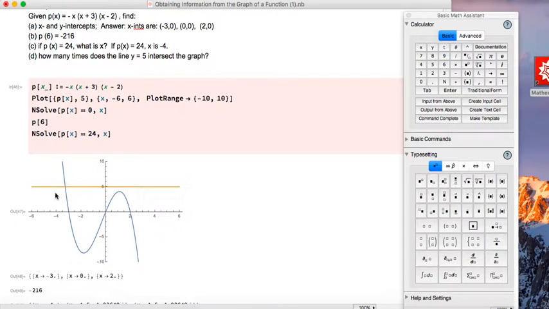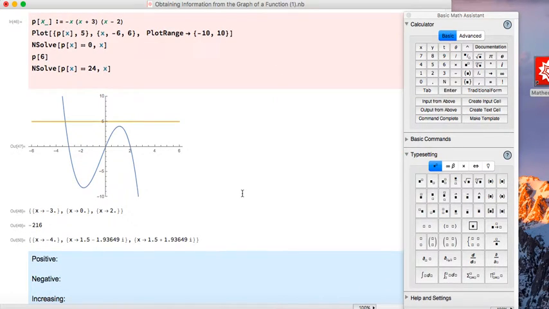Okay, so as we can see here, the graph of y equal to 5 intersects the graph once. So how many times does the 9y intersect the graph? Only one time. I'm not typing all the sentence, but when you answer it, you're expected to type the whole sentence.